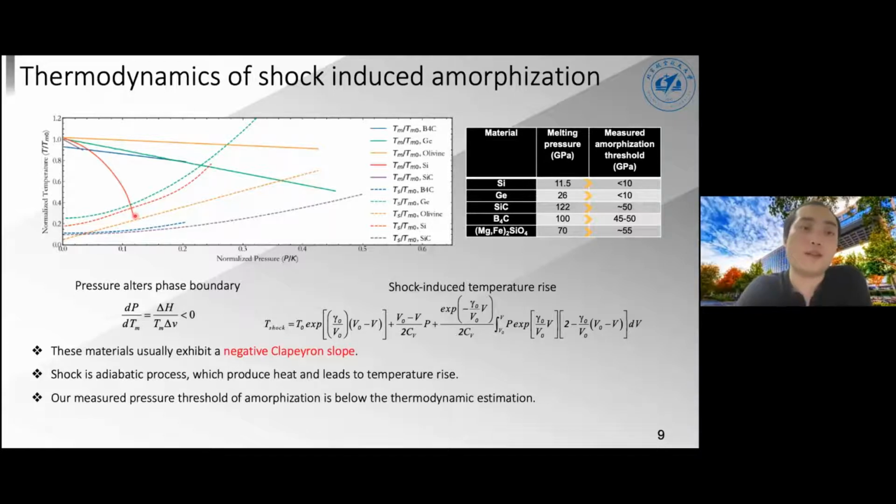As you can imagine, the intersection between the dotted line and the solid line gives you the so-called thermodynamic melting point. The reason to do so is that experimentally we can measure a threshold of amorphization, and using this we can compute a thermodynamic melting point. And it turns out that the computed melting point is always larger than our measured amorphization threshold. So this indicates that the amorphization is not melting. It's still in the solid state.